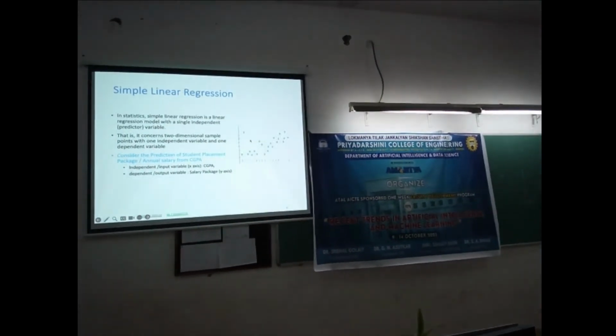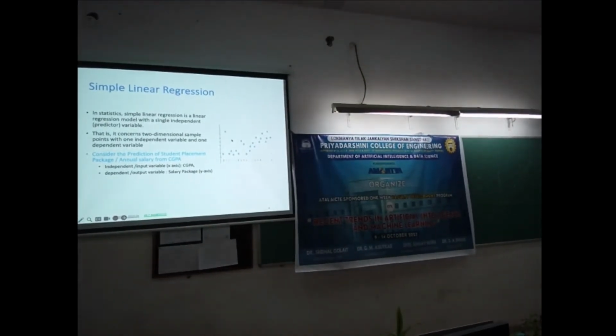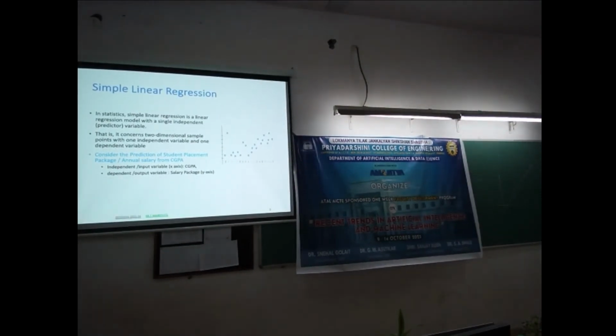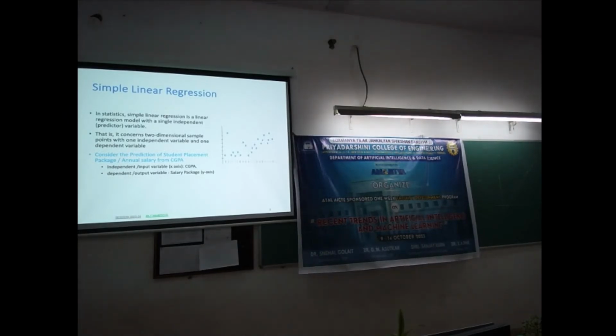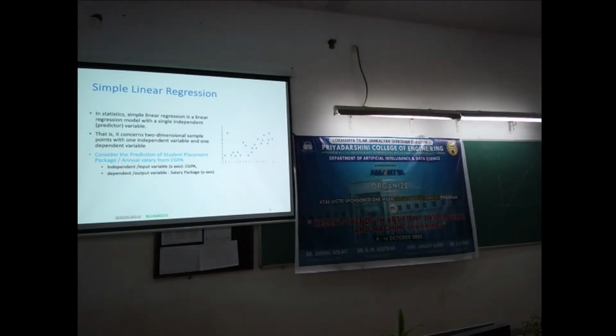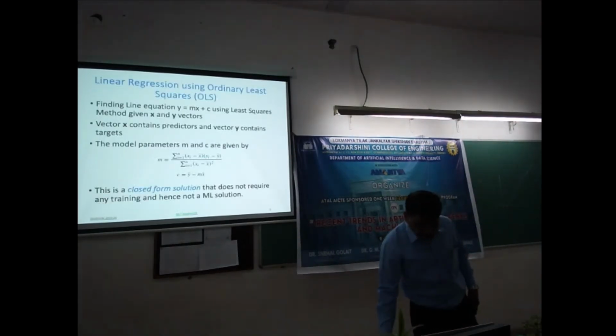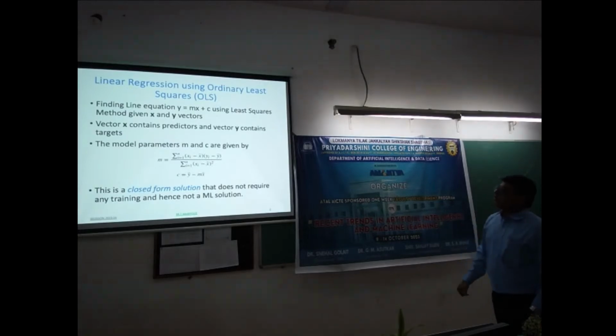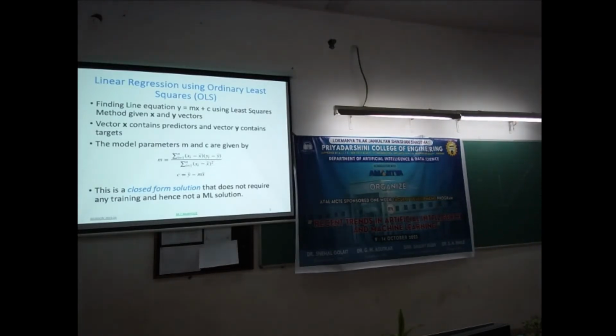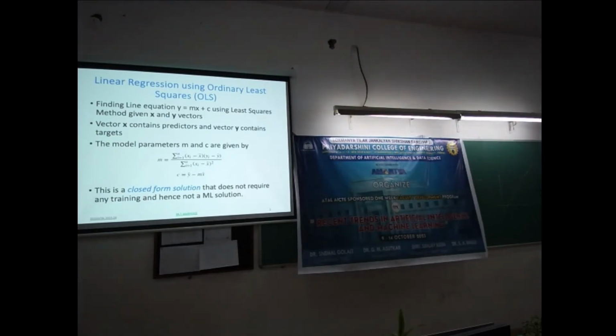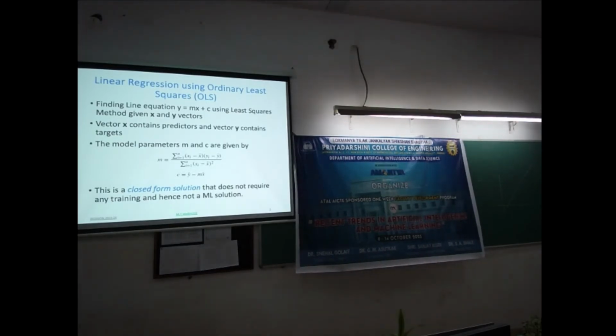If such a thing happens, it may be that you are not modeling your problem correctly. Maybe you are taking an insufficient number of variables. But for our explanation, we will take only simple linear regression for this particular algorithm. Now, there are closed form solutions available for linear regression. Closed form solution means that direct solutions are available. A direct mathematical formula is available to find the parameters of the model.